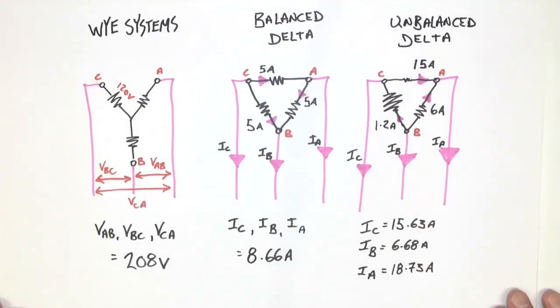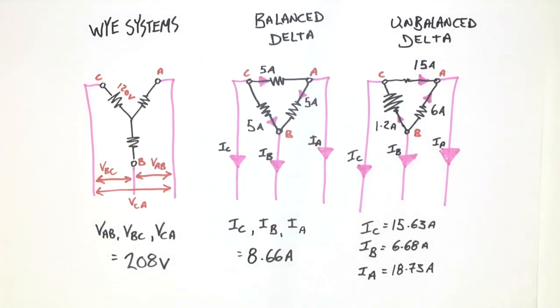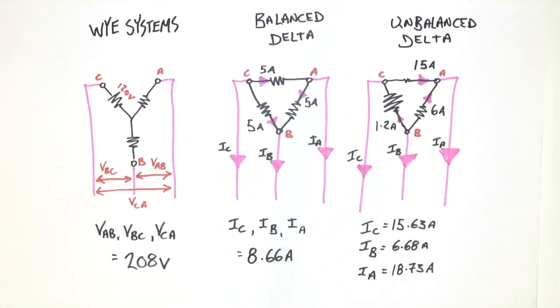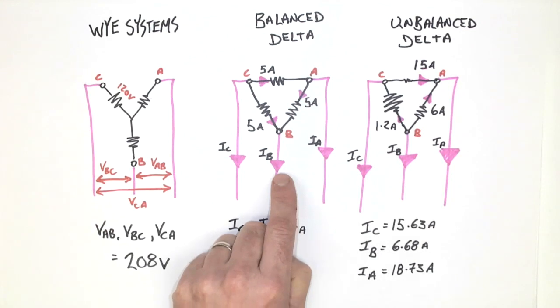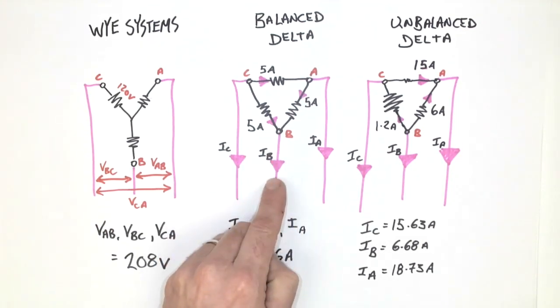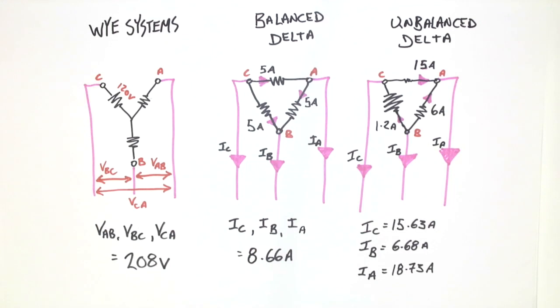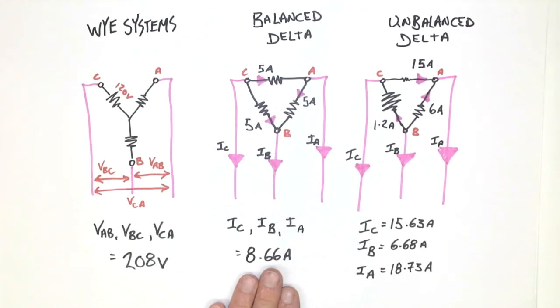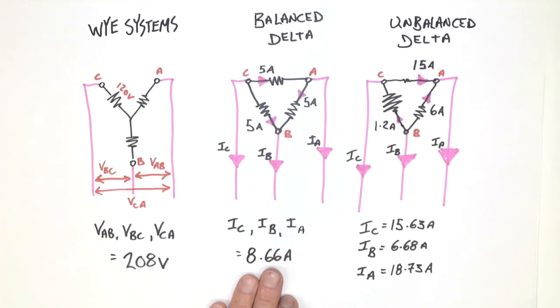Here's an example of each. We already know that on a Y system, the phase voltage is root 3 smaller than the line voltage. We know in a delta system that the phase current is root 3 smaller than the line current. But for this system, it's really hinging on the balanced delta arrangement. For a Y system, the voltage is not affected in any way by the system being balanced or unbalanced.